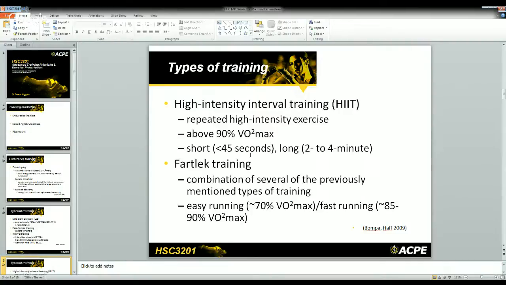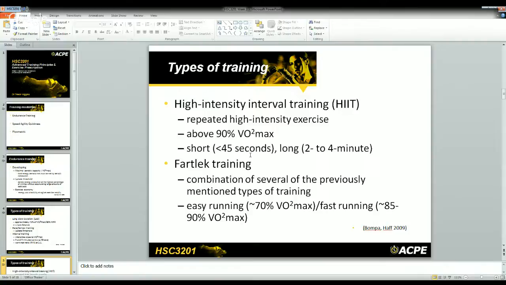And then there's your fartlek training, combination of several of the previous mentioned types of training, easy running, fast running. Probably the easiest way to look at that is if you've been in team sport. I know they used to love it in soccer when you're running around as a group and the guys at the end have to sprint to the front, and the next guy sprint to the front, the next guy sprint to the front, and then they drop back and jog. That's one of the traditional types of fartlek training.